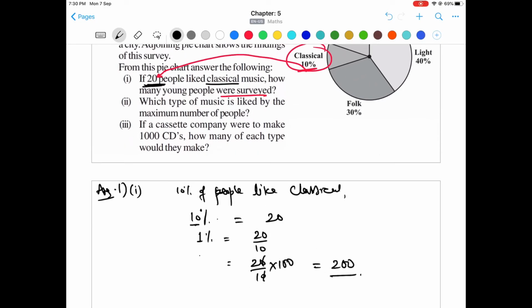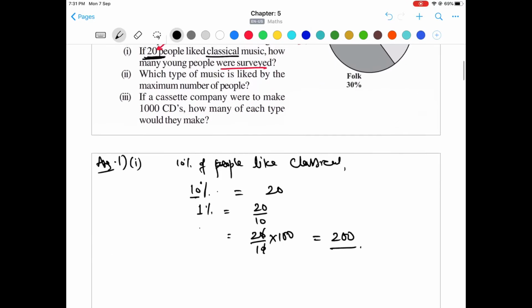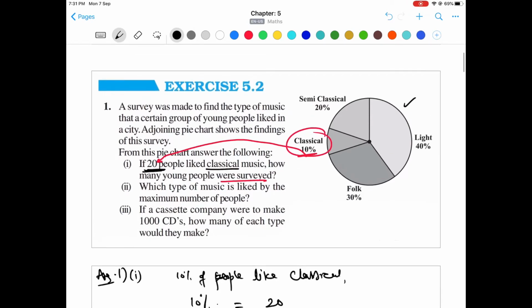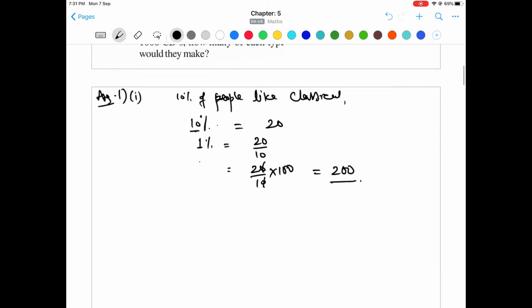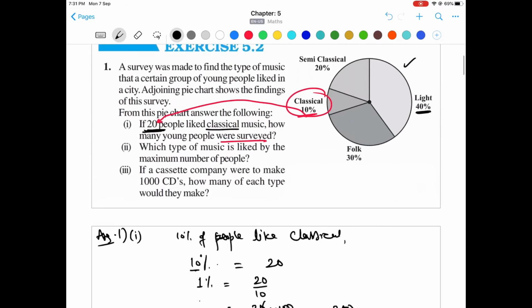Okay, so for this question the total number of people surveyed is 200 people. Next is, which type of music is liked by the maximum number of people? So clearly from the pie chart you will see which type of music is liked by the most people. The highest percentage is for light music. So the answer for the second part is light music. There are a maximum number of people who like light music.